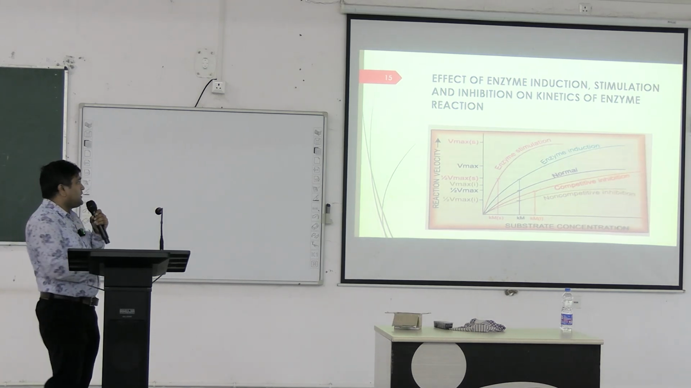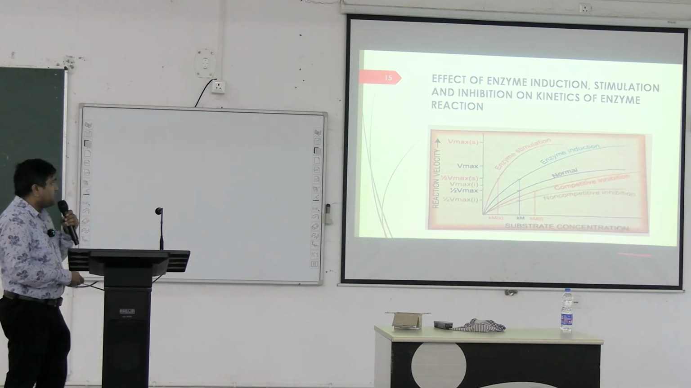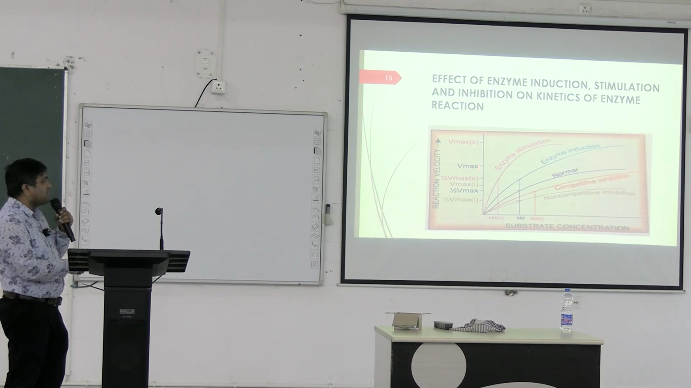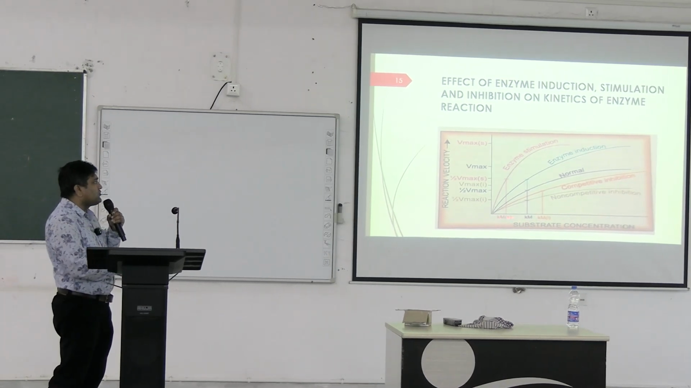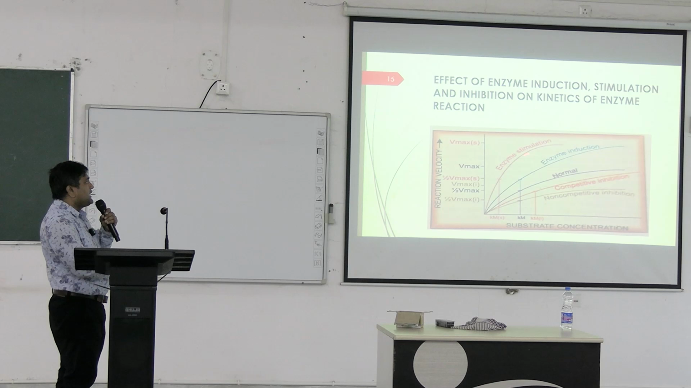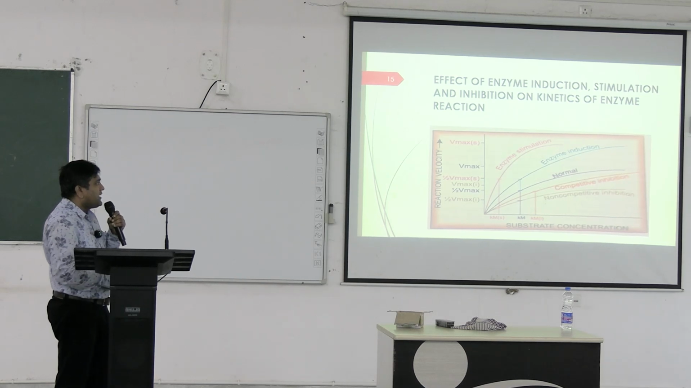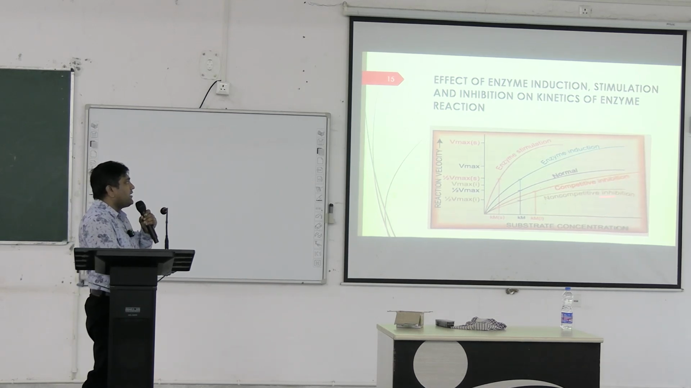This is a graph. On the x-axis there is substrate concentration and the enzyme reaction velocity is on the y-axis, shown in units of Vmax, and substrate concentration is shown as Km. Now, this is a normal graph. In enzyme induction, Km remains unchanged and the maximal enzyme velocity, Vmax, is increased. In enzyme stimulation, Km decreases, but Vmax remains unchanged. And this is for competitive inhibition and non-competitive inhibition.